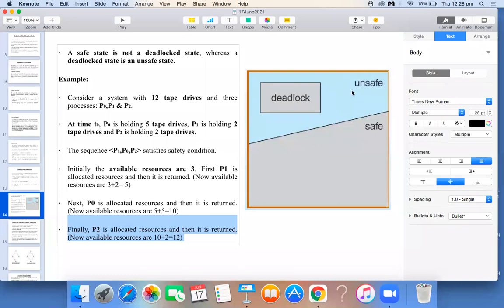If your system enters the unsafe state, we can say that our system is under a deadlock situation. We can say it easily. Clear with this? Okay, right.